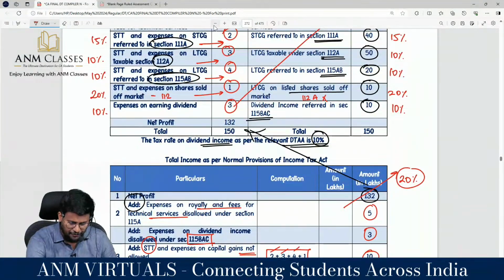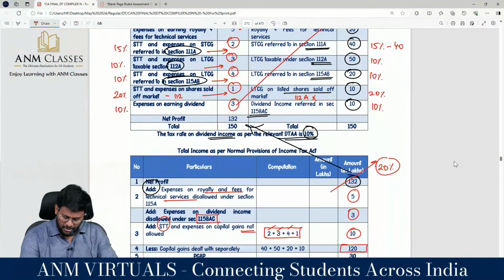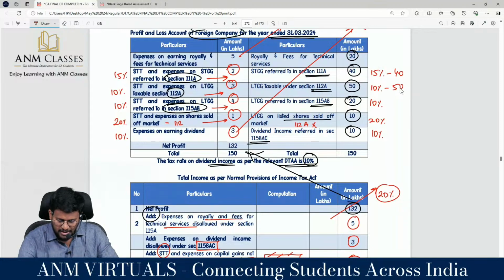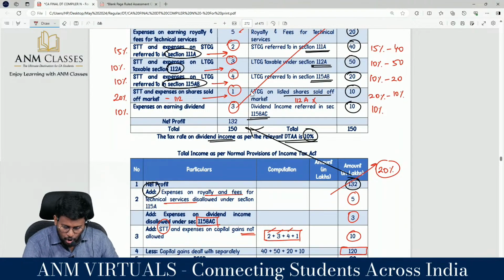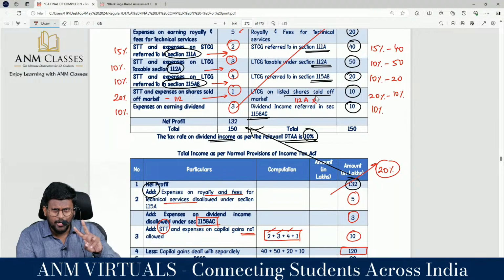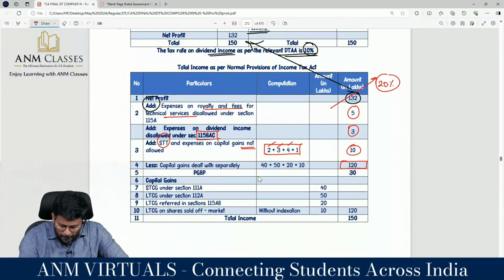What are the capital gains I have removed, my dear lovable students? If you see STCG, this 40 lakhs I will remove because it is going to be taxed at a concessional rate. That's 50 lakhs I will remove because it is going to be taxed at a concessional rate of 10%. This 20 lakhs I will remove because it is going to be a concessional rate of 10%, and this 10 lakh I will remove because long-term capital gain on listed share off market, sir, it is going to be taxed at 20%. Yes, it is going to be taxed at 20% under 112. So PGBP income is 30 lakhs.